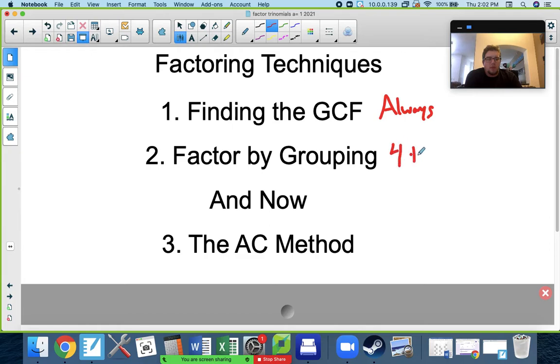Grouping, remember that's when we had our four terms. And the AC method is pretty much everything else. So if you can't do greatest common factor, you can't do grouping, you've got to check to see if you can do the AC method. And then once we've exhausted all of these methods, most likely the polynomial we're looking at cannot be factored.